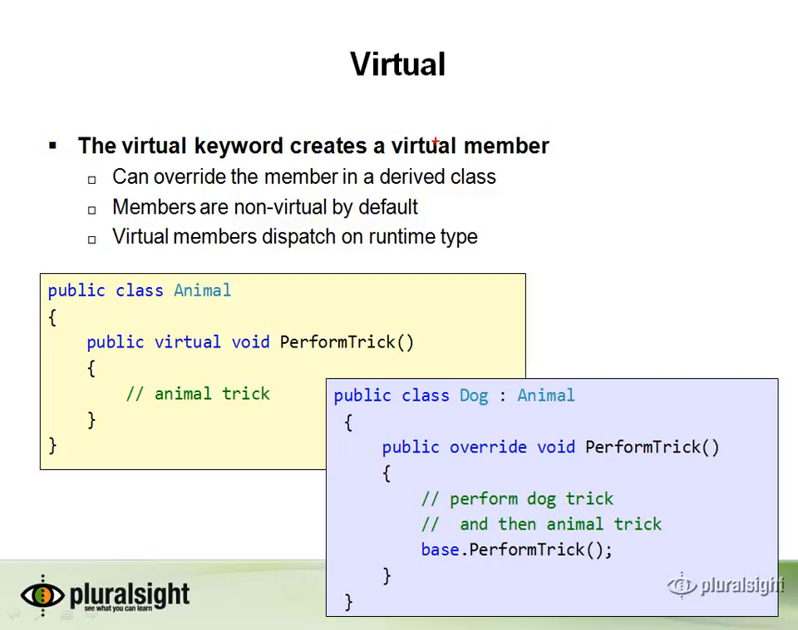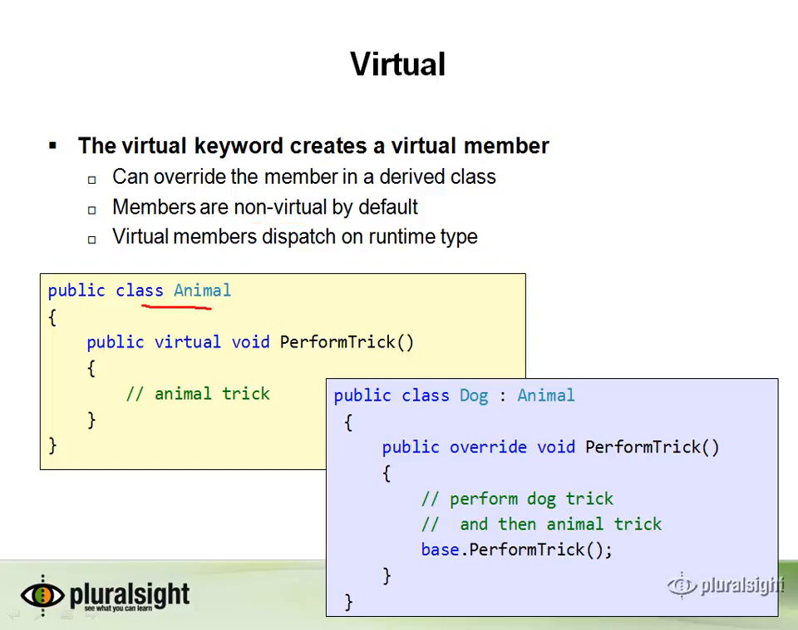The virtual keyword in C# allows you to achieve polymorphism. Once you've applied the virtual keyword to a member, it becomes what we call a virtual member, and then you can override that member in a derived class, essentially change the behavior, become polymorphic. Members are non-virtual by default, so you have to selectively apply the virtual keyword in areas where you want derived classes to be able to change the behavior of what you've provided.